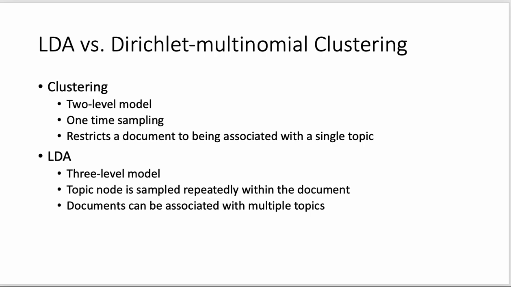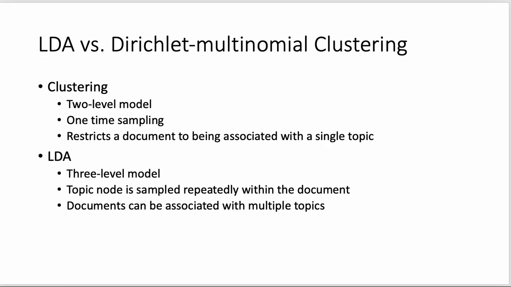But they're different because the classical clustering model would involve a two-level model, in which the Dirichlet is sampled once for a corpus, and the multinomial clustering variable is selected once for each document in the corpus, and the set of words is selected for the document conditional on the cluster variable. So as with many clustering models, this kind of model restricts the document to be associated with a single topic. So it's exclusive.